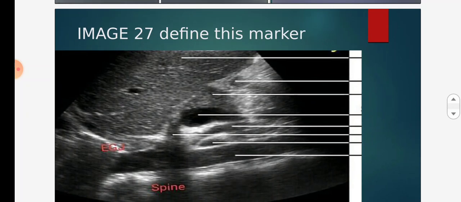Define these markers from number 1 to the last one. Left liver lobe, stomach, pancreas, splenic vein, superior mesenteric artery, celiac trunk, and the aorta.